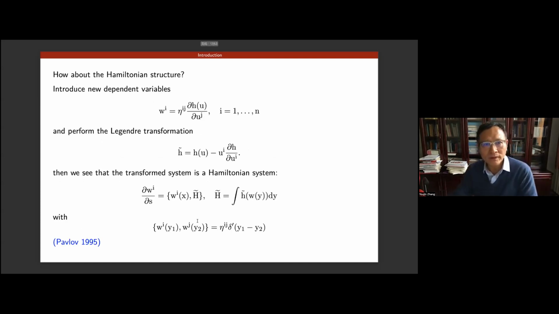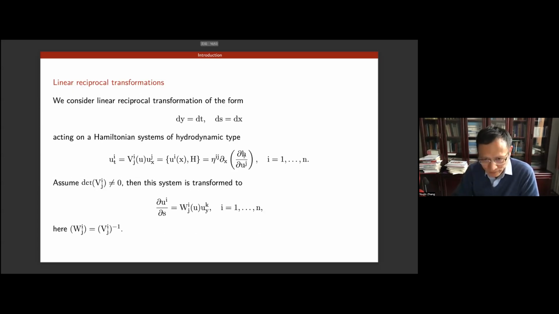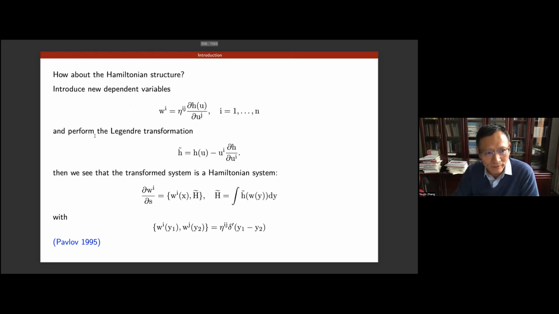Okay. As a result of Pavlov in 1995, if we introduce new independent variables w^i in terms of the original densities of Hamiltonians of the system, where h is the density of the Hamiltonian, and then perform a Legendre transformation to introduce the new density of the Hamiltonian, then this transformed system can be represented as a Hamiltonian system with the Euler canonical Hamiltonian operator.